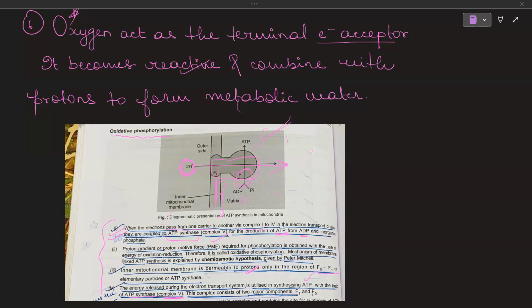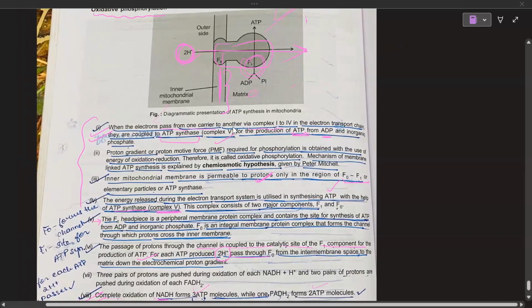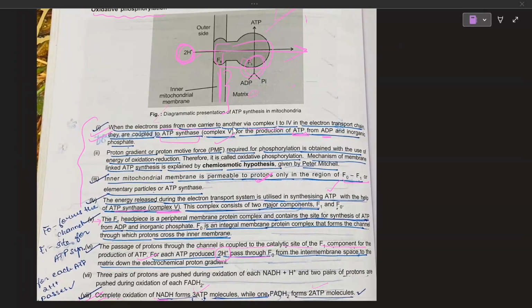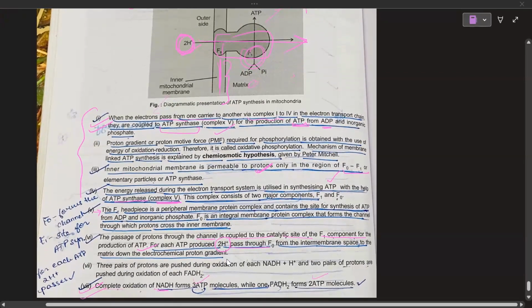Can you zoom in a little bit? What did you say the name of this process? Oxidative phosphorylation.